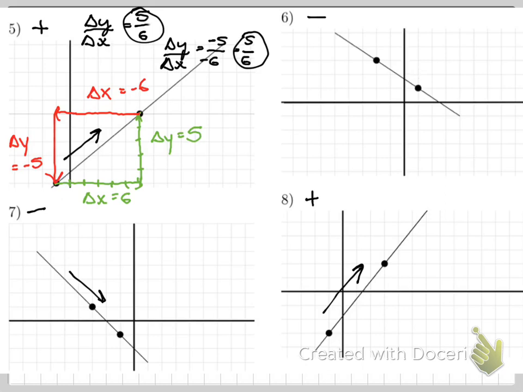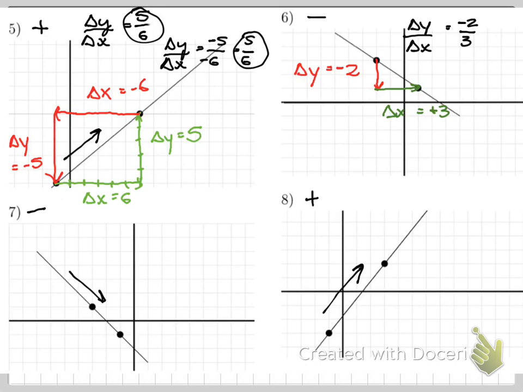Let's do this next problem here. Okay, this time, I'm just going to find my delta y first. Again, it doesn't matter as long as you build it correctly. So if I start here, that gives me a delta y of negative 2. And then if I go right, that gives me a delta x of positive 3. So let's build this. We have delta y over delta x. That's negative 2 over 3, or negative 2/3.